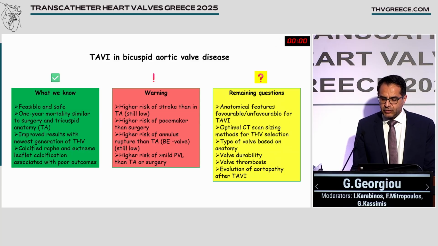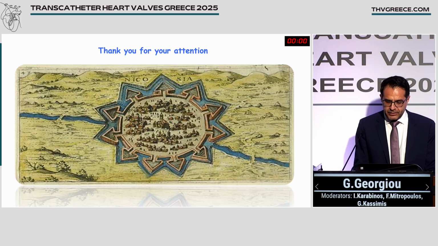And what are the remaining questions? Anatomical features that will guide us about favorable or unfavorable TAVI, the optimal CT scan sizing methods, the transcatheter heart valve selection, the type of valve that should be used, the durability, no data about the durability or the risk of valve thrombosis, and finally the evolution of aortopathy after TAVI. Thank you for your attention.